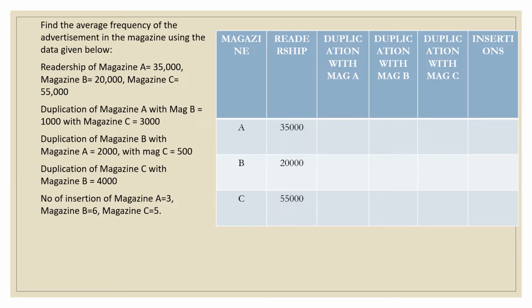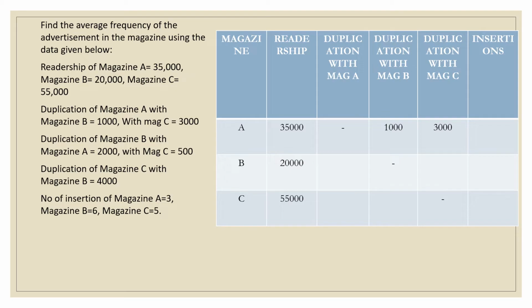Now let's fill the information that we have in our question. We filled first magazine A, B, and C. Our next information is readership. So readership of magazine A, magazine B, and magazine C has been filled out. The next step ideally is to put a dash for duplication with A because if you're advertising in magazine A, you will not duplicate in the same magazine. In the same way, put a dash for B and for C so that you are clear that you will not make a mistake when entering the numbers.